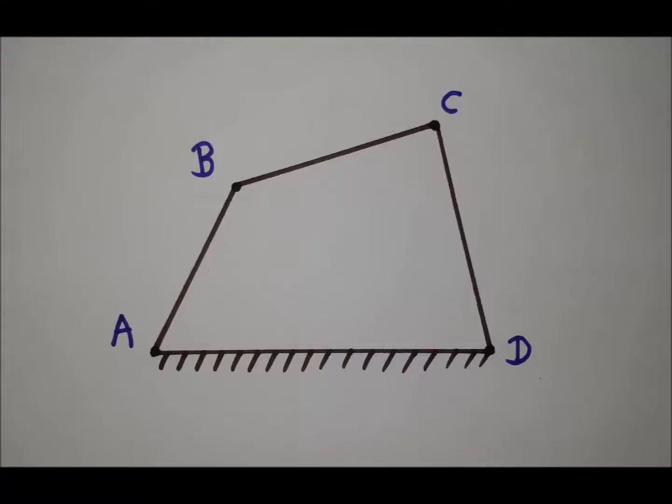On screen, 4-bar mechanism ABCD is shown. Link AD is the fixed link, link AB is the input link, BC is the coupler, and link CD is the output link. Here, link BC, which is the coupler, is not connected to the fixed link. That's why link BC is also known as the floating link.